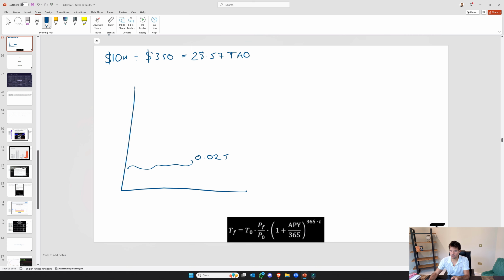It means you have 1428.5 alpha, okay? That's the colloquial name for subnet token. So that's how much alpha you have.